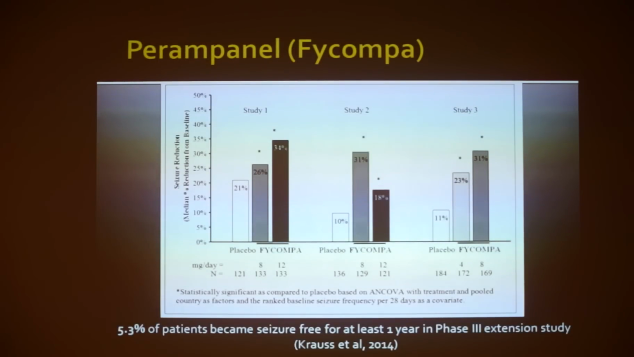Perampanel, this is the glutamate receptor antagonist. Once again, similar data in terms of seizure reduction rates. We see somewhere between 20 and 35%, and about 5% of patients became seizure-free for at least a year in the phase 3 extension study data. That was just published about a year and a half ago.